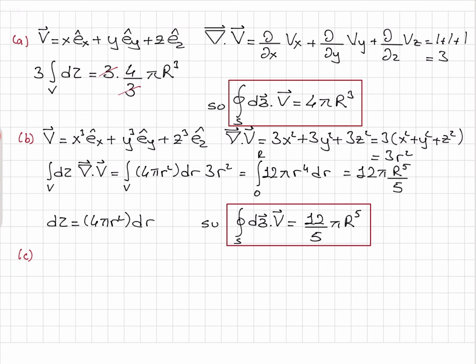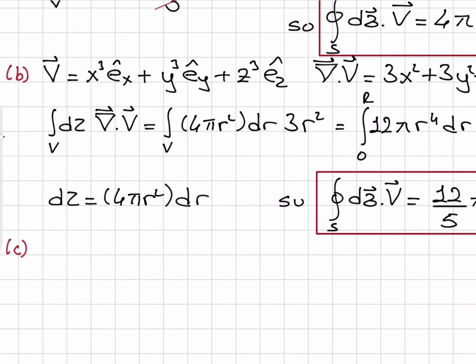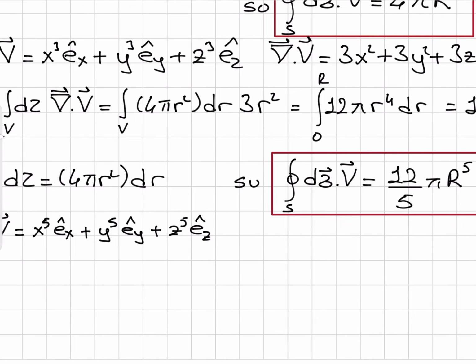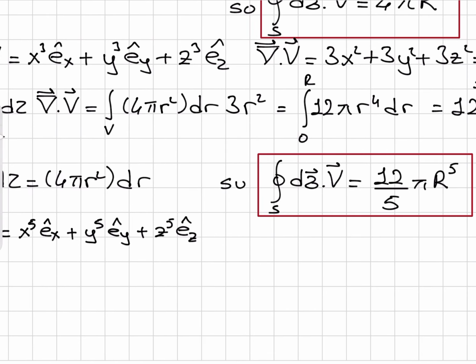Okay, so let's note that our vector v in this case is x^5 e_x hat plus y^5 e_y hat plus z^5 e_z hat. And now we need to find the divergence of v. So let's work on the divergence of v.